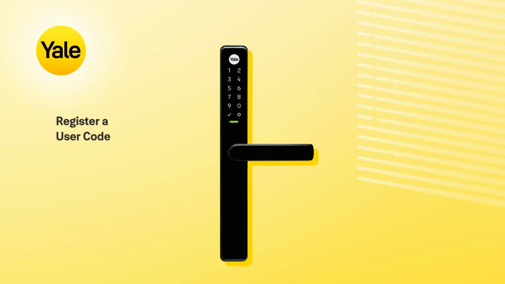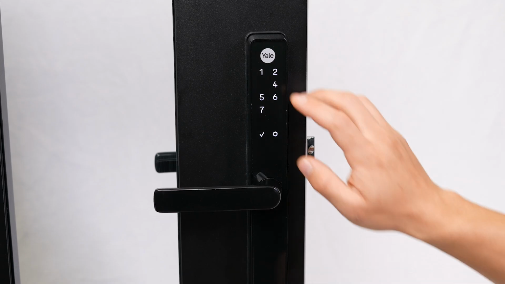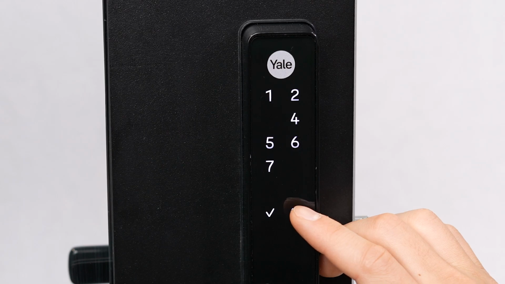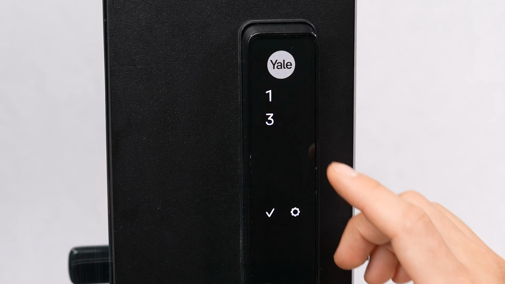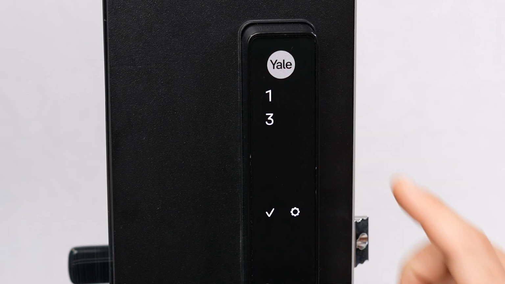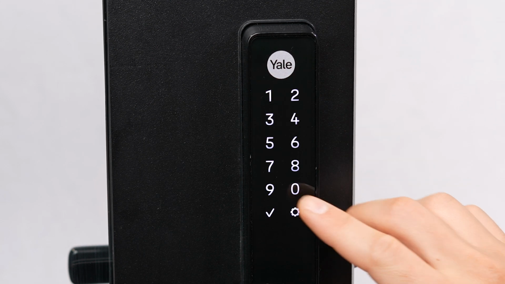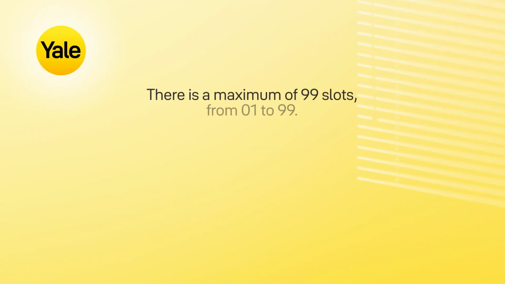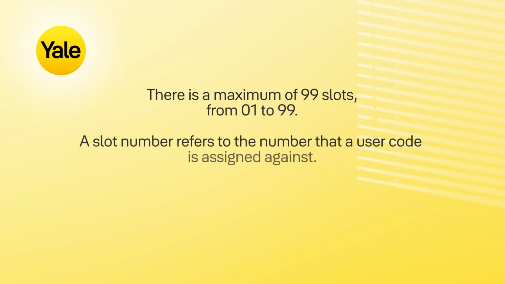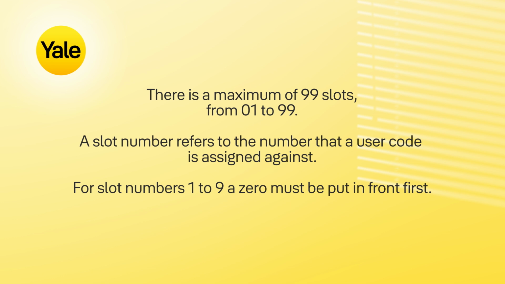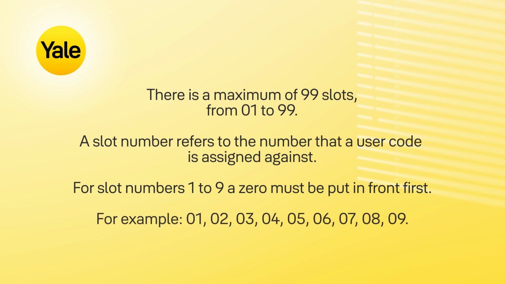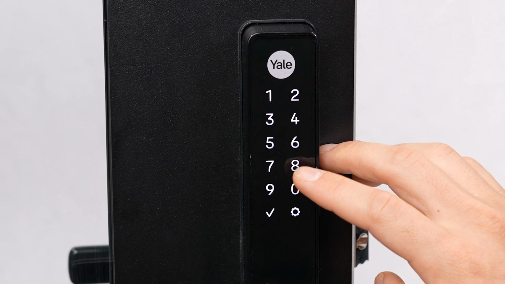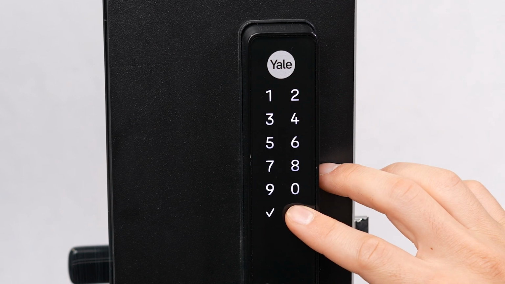To register a new 6-digit user code, navigate to the main menu and press 2, then the gear key to continue. Press 1 and add a user code, then press the gear key. Enter the slot number you wish to assign the user code. There is a maximum of 99 slots, from 1 to 99. A slot number refers to the number that a user code is assigned against. For slot numbers 1 to 9, a 0 must be put in front first. For example, 0, then 1. Then press the gear key.